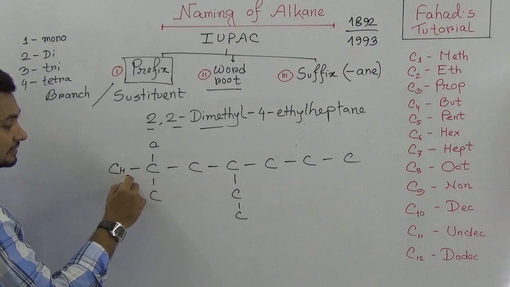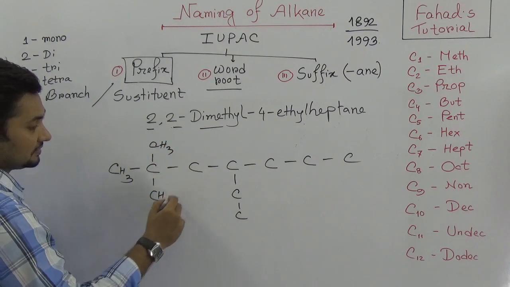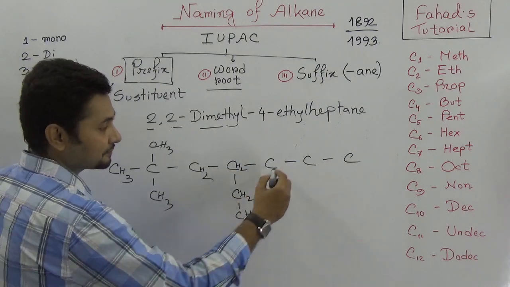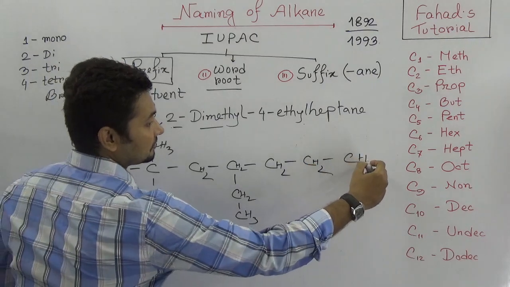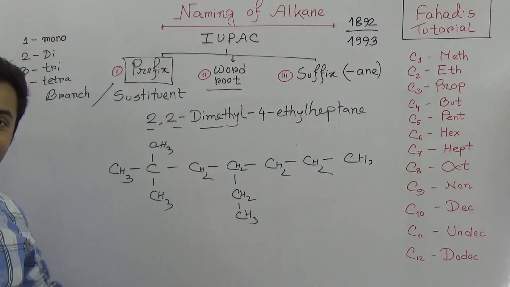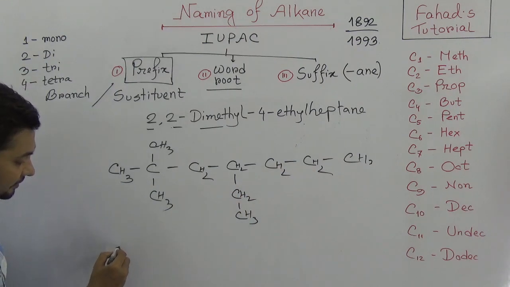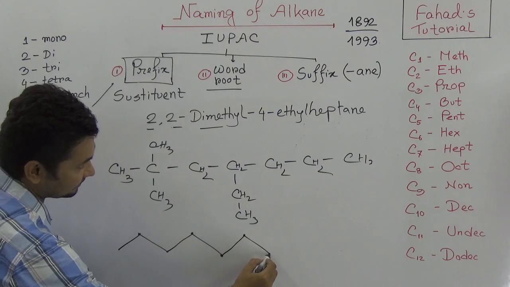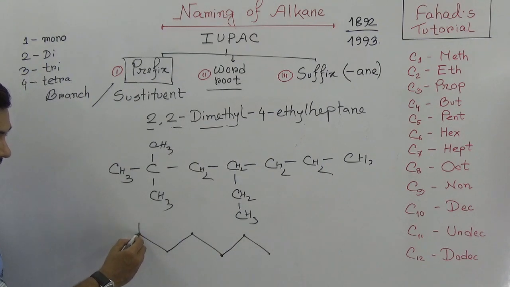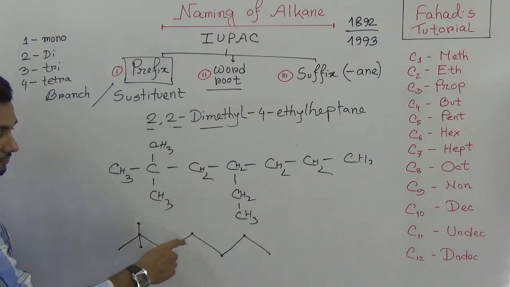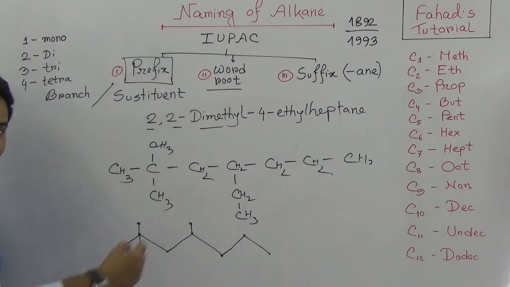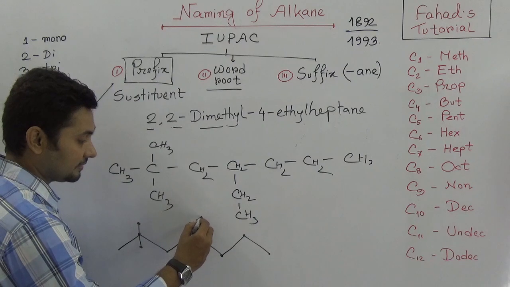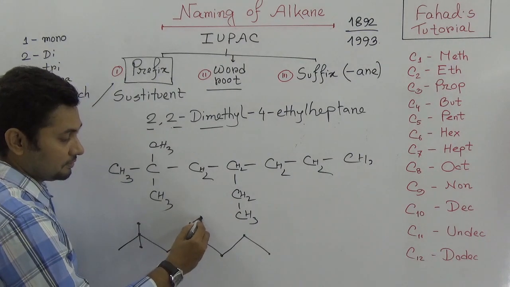So if I go for CH3, CH3, CH3, CH2, CH2, CH2, CH3, CH2, CH2, CH3. And if I express this in a ball and stick way, then that should be 1, 2, 3, 4, 5, 6, 7. In number 2, there is 1, 2, 3, 4. There is another, and this is 2, 2-dimethyl 4-ethyl heptane.